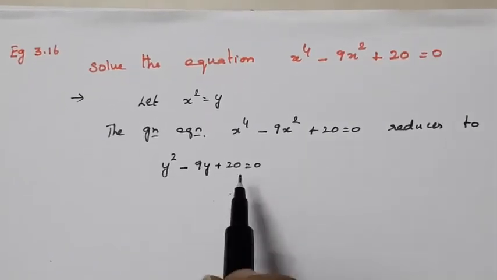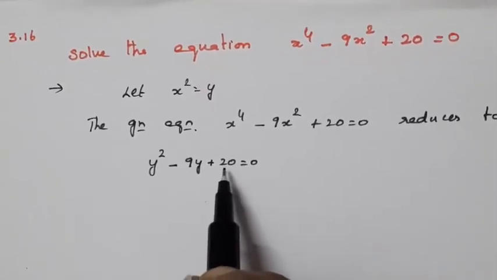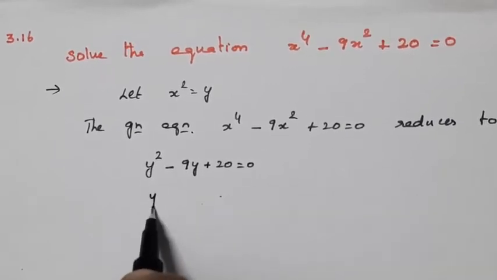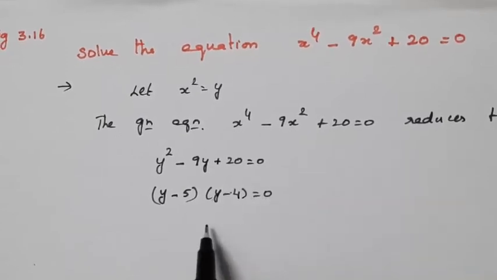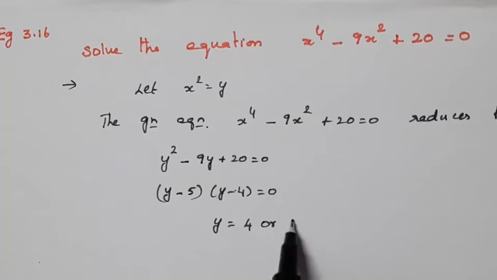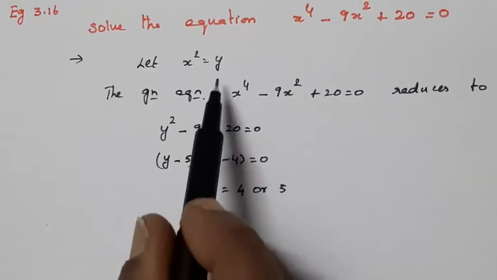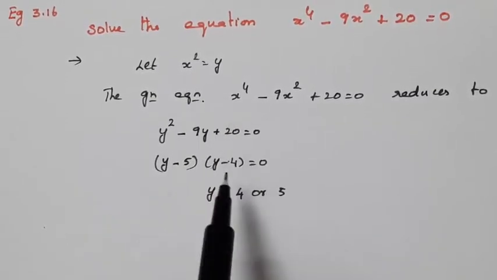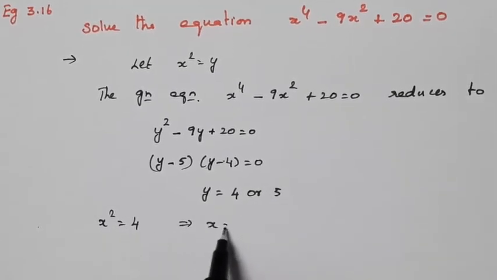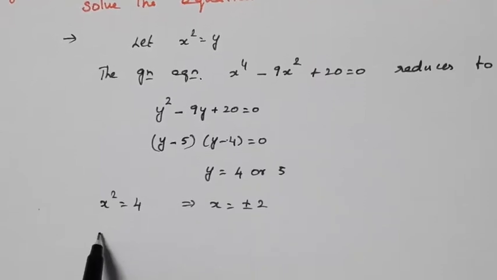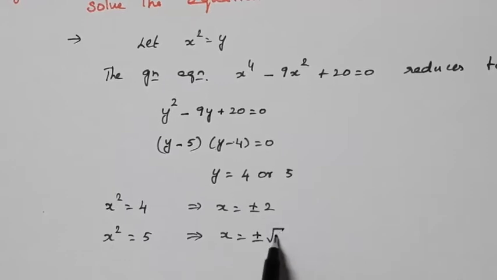So let us solve this. The factors of 20 are 4 and 5, so that their sum is 9. So it can be factorized as y minus 5 into y minus 4 equal to 0. That means y is equal to 4 or 5. Now, y is equal to x squared. So equating the values to x squared, we get 4 values. x squared is equal to 4 implies x is equal to plus or minus 2. And x squared is equal to 5 implies x is equal to plus or minus root 5.